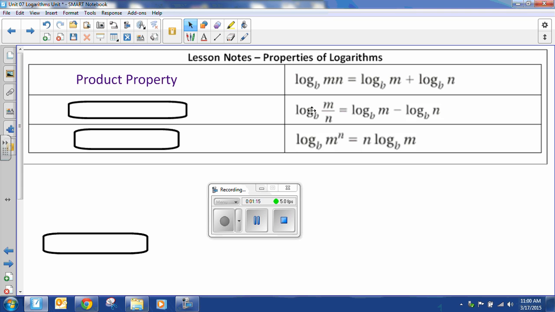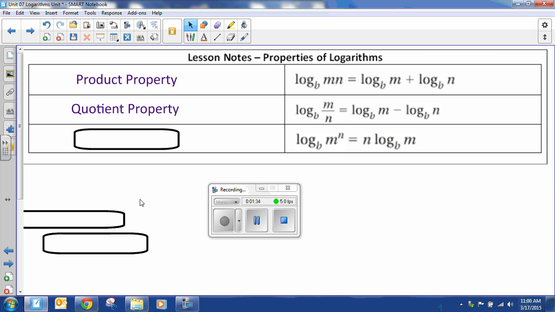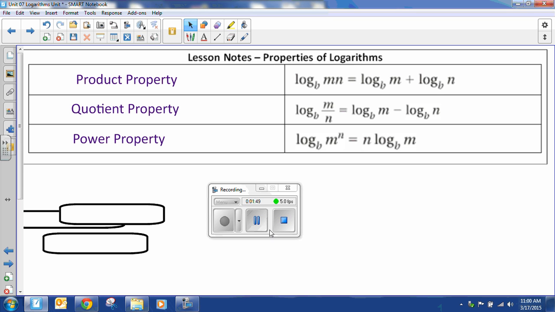When we have the log of a quotient, it's the same thing as the log of the top term minus the log of the denominator, right? So again, division of powers, right? Division of the exponents is really subtracting the powers. That's the quotient property. And finally, if you take the log of an exponent, you can actually take the power and bring it down to the front as a coefficient. And that's called the power property.